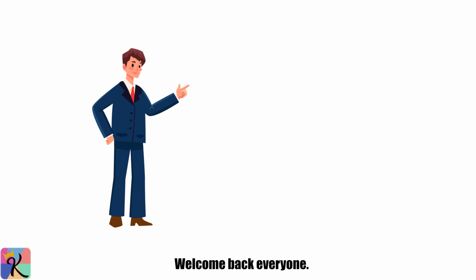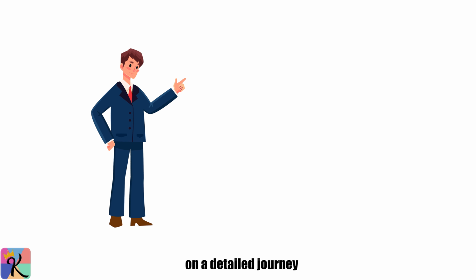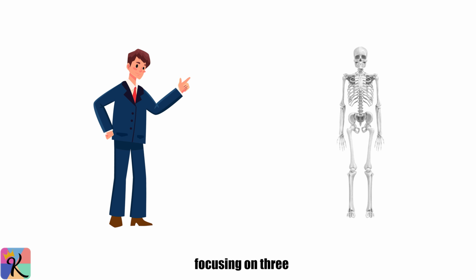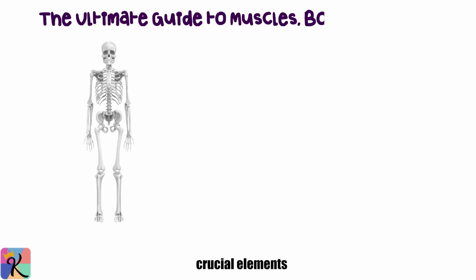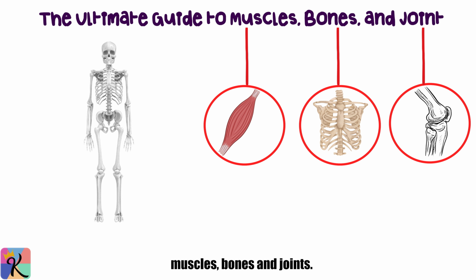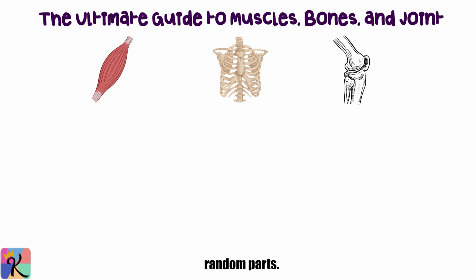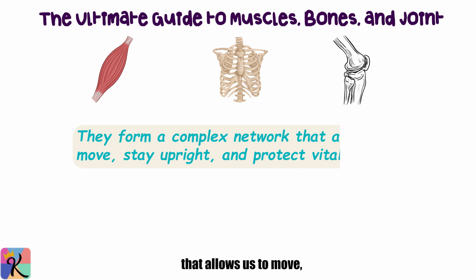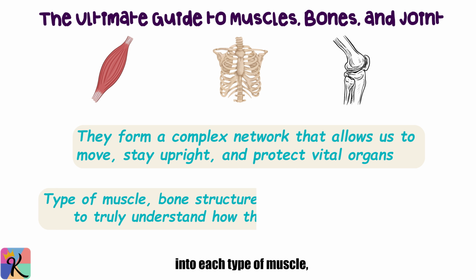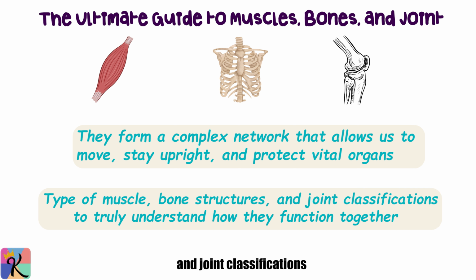Welcome back, everyone. Today, we're embarking on a detailed journey through the human body, focusing on three crucial elements: muscles, bones, and joints. These aren't just random parts, they form a complex network that allows us to move, stay upright, and protect vital organs. We're diving deep into each type of muscle, bone structures, and joint classifications to truly understand how they function together. Let's begin.